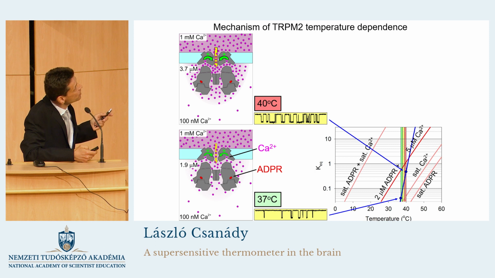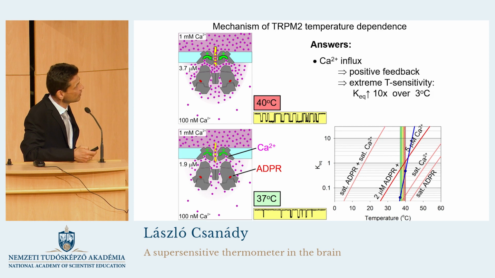At higher temperatures, the pore spends a larger fraction of time open, so more calcium flows in, local calcium concentration rises even higher, and that feeds back on channel gating by further stimulating channel activity. And it is due to this positive feedback mechanism that TRPM2 becomes extremely temperature sensitive, so that its Kx value increases by greater than 10-fold over a range of just 3 degrees Celsius, as required for a deep brain temperature sensor.